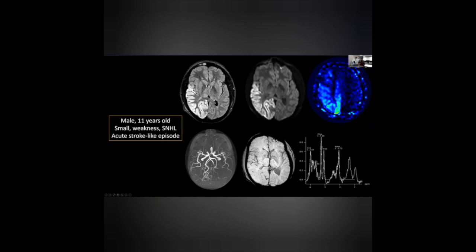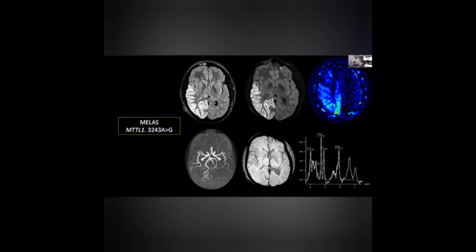Also engorgement of the posterior cerebral artery on the MRA, and also engorgement of the veins, and also increased deoxyhemoglobin, as you can see here in the middle cerebral vein. When you go to the spectroscopy, you see an increased lactate peak at 1.3 and reduced NAA. So all these features are very characteristic for MELAS. Yeah, this is the classic form of MELAS that you need to recognize.